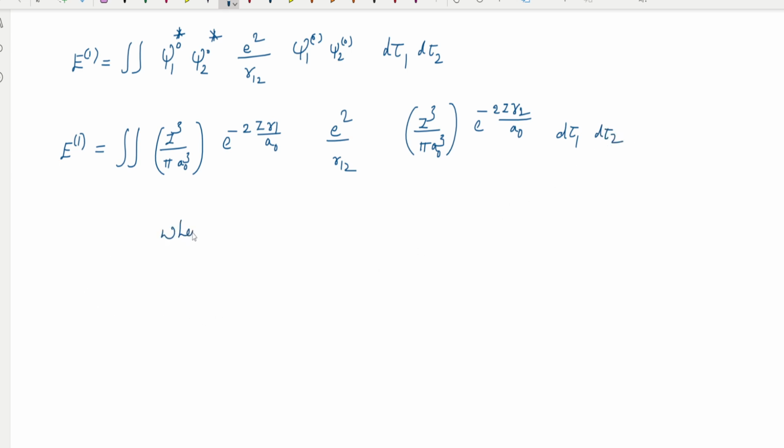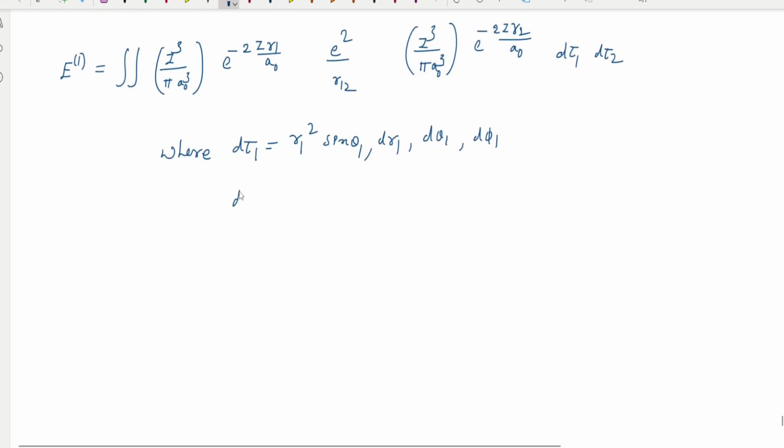Where d tau 1 is equal to r1 squared sin theta 1 dr1 d theta 1 d phi 1. Okay. Similarly, d tau 2 is equal to r2 squared sin theta 2 dr2 d theta 2 d phi 2.